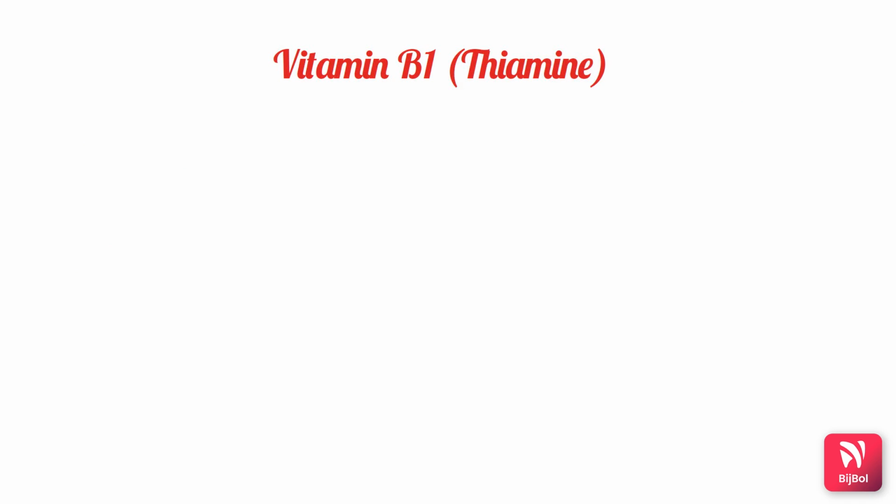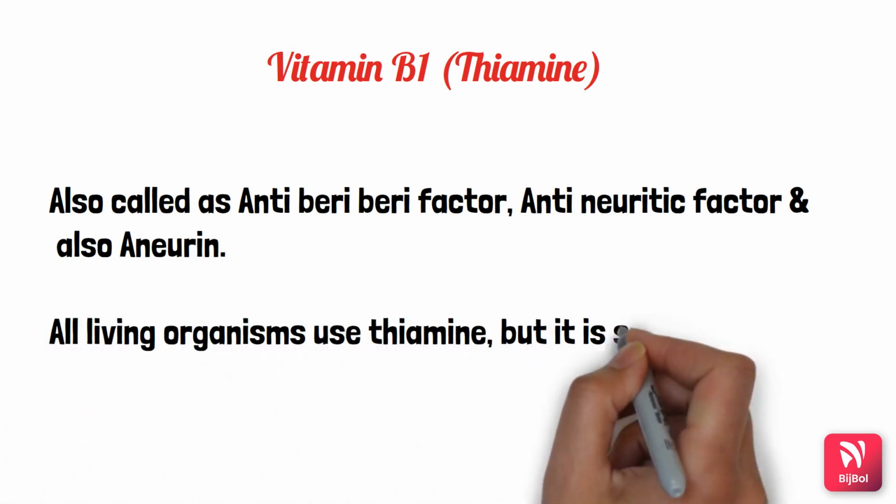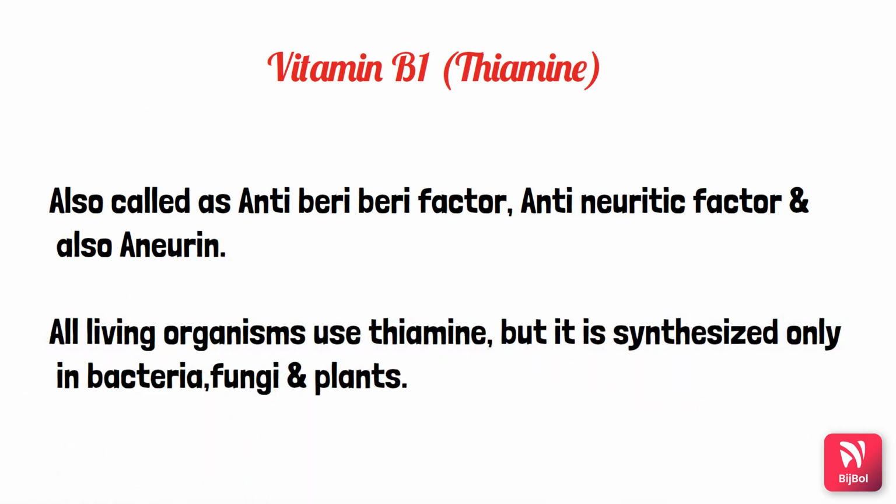Under vitamin B complex, first vitamin is vitamin B1, which is also called as thiamine. So thiamine is also called as anti-beriberi factor or anti-neurotic factor, and also it is called as aneurin. All living organisms use thiamine, but it is synthesized only in bacteria, fungi and plants.